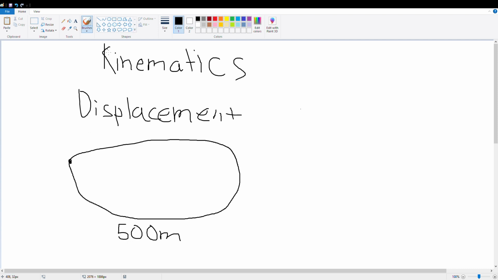So we know that from what I said, the formula for displacement is equal to final position, final P being position, minus initial position.